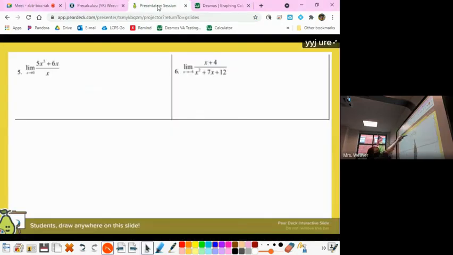So like this one, same thing. You're just going to factor this one. So this is the limit as x approaches -4. Okay. And so this is going to equal the limit as x approaches -4 of x plus 4 over, we would just need to factor that denominator.